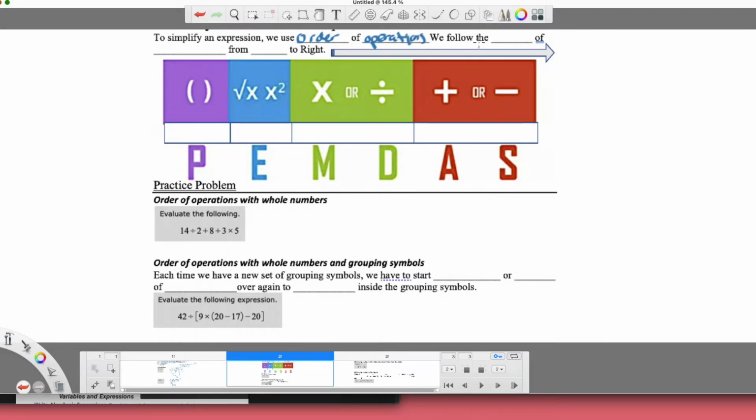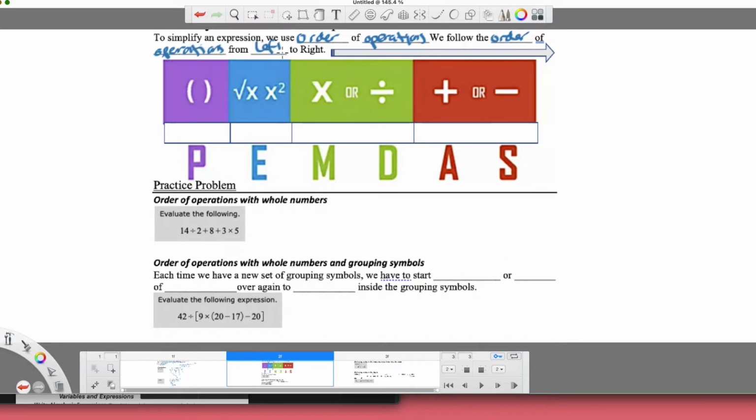We follow the order of operations. I just realized that I double typed that, so oops. The order of operations from left to right. So you know what? We can go ahead and write that again. Why not? Order of operations, just so that it's a full sentence there. Operations from left to right.